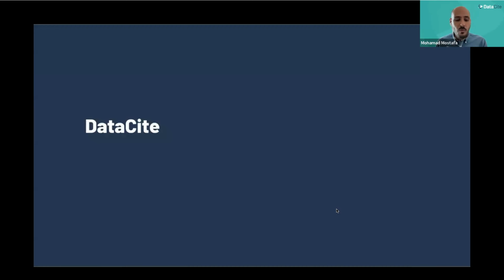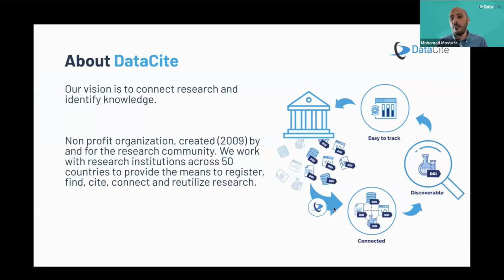So now I'm going to brief you very quickly about DataCite, and my colleague Gabby is going to highlight more details about our infrastructures and our global access program. At DataCite, our vision is connecting research and identifying knowledge, and we are even updating that. Our aim is to connect research and advance knowledge, which is something we are currently doing. We are a non-profit organization created in 2009 by and for the research community.